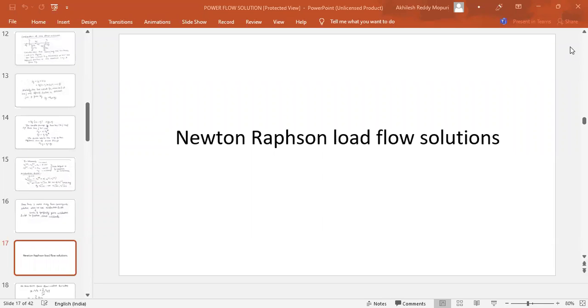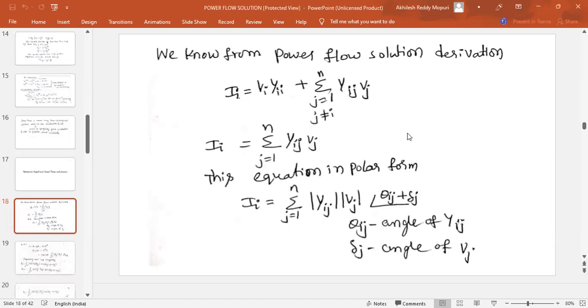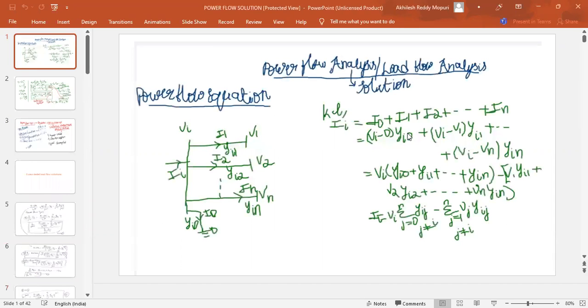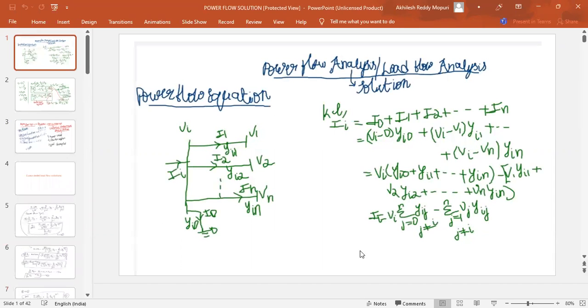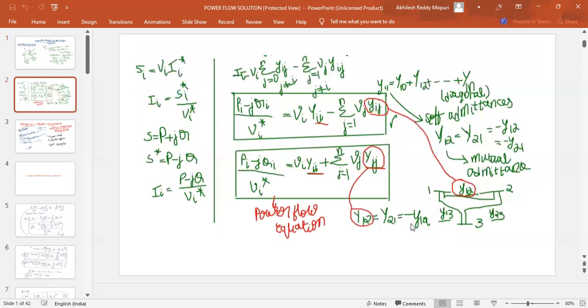In this lecture, we will see the concepts of Newton-Raphson load flow solution. We had already found the power flow equation. From the power flow solution derivation, we know that Ii is equal to Vi into summation j equal to 0 to N, j not equal to i, Yij, which can be written as Yii.